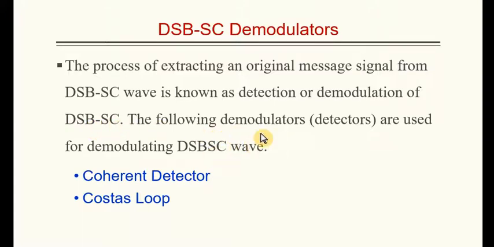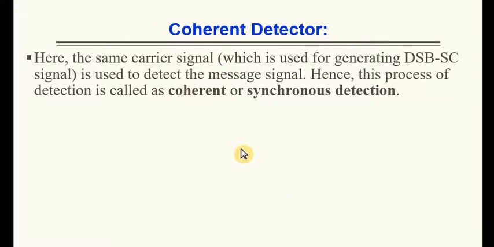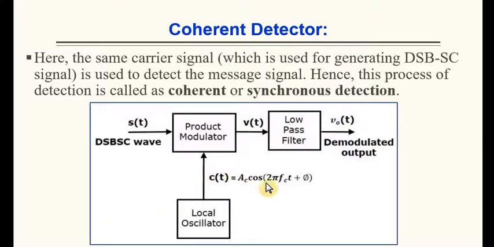And we also have types of demodulators or detectors used for demodulating the double sideband suppressed carrier wave. We have the coherent detector and we have the Costas loop. In this video, we will study only the coherent detection. So for coherent detection, here is the diagram for the coherent detector.